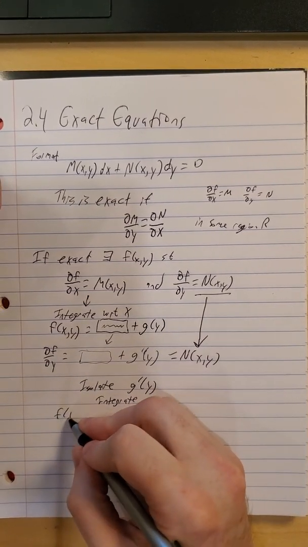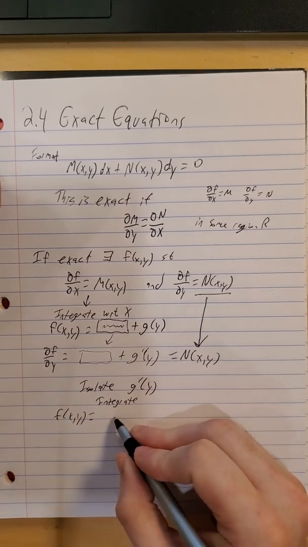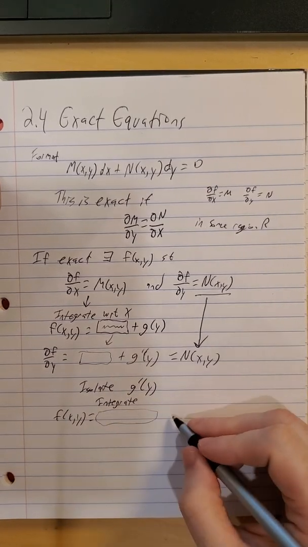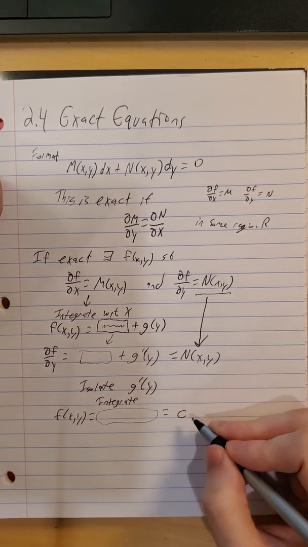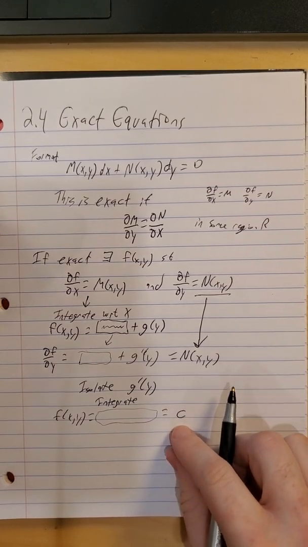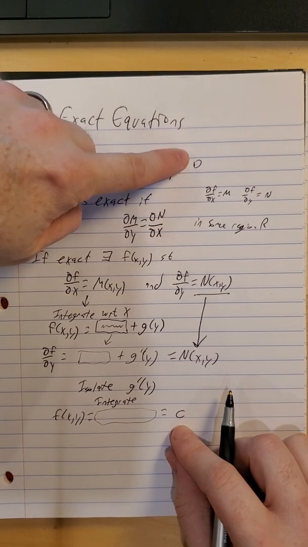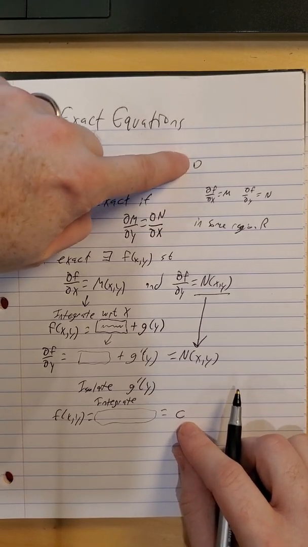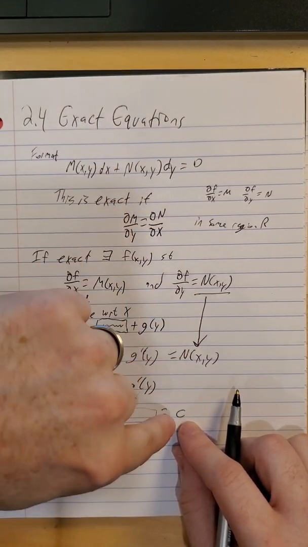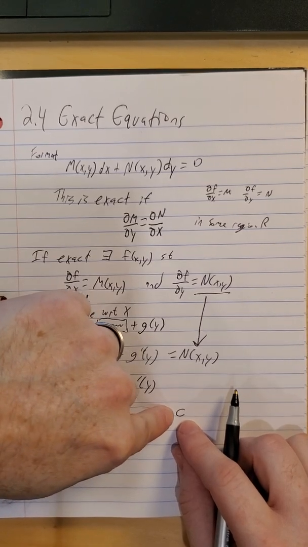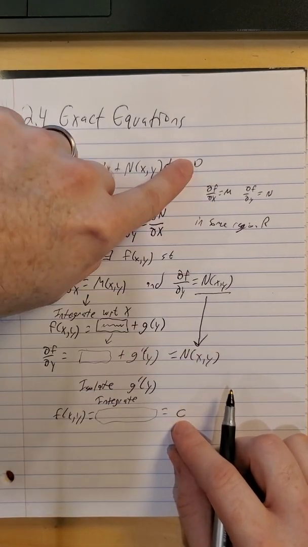So then we'll have f of x, y is equal to our big final answer, which is equal to some constant. The reason that we're saying they're equal to some constant is that if we integrate the right-hand side of this, if our derivative was 0, that means that we had a constant. So any constant has 0 as its derivative.